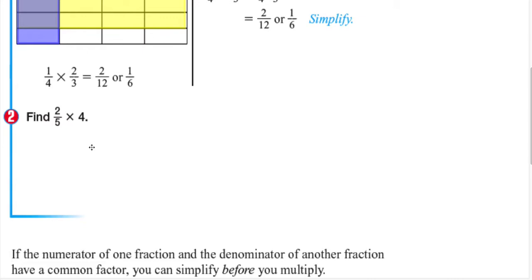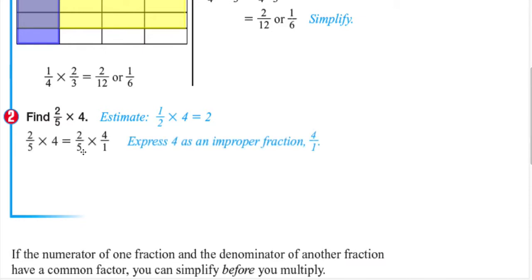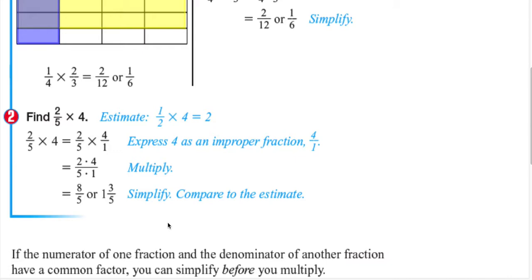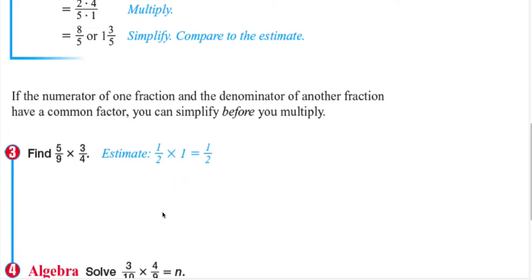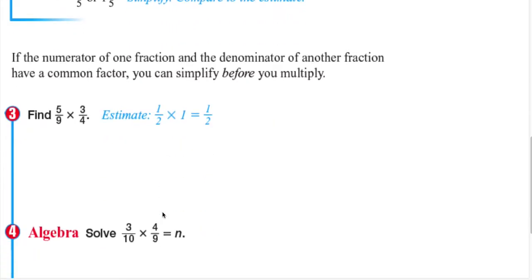2/5 times 4. Okay, first we estimate 1/2 times 4. That should be around 2. So our answer should be close to 2. So 2/5 times 4 is equal to 2/5 times 4 over 1. Okay, because the denominator of any whole number will always be 1. Okay, and to multiply the numerators and the denominators together, we end up with 8 over 5, or 1 and 3/5. Okay, compare with our estimate, that's close. And that means our answer is reasonable.